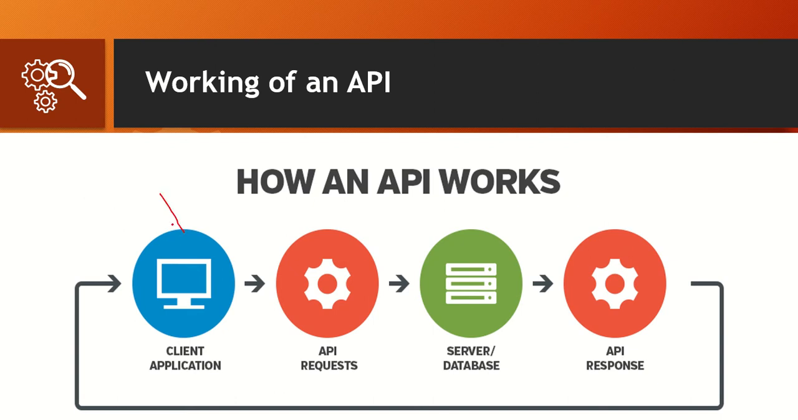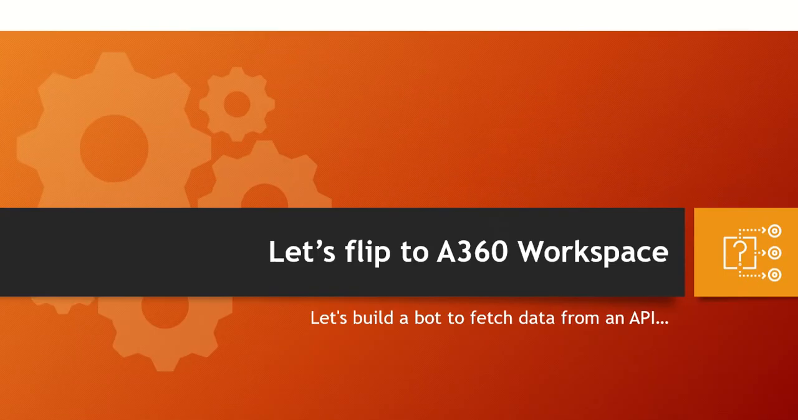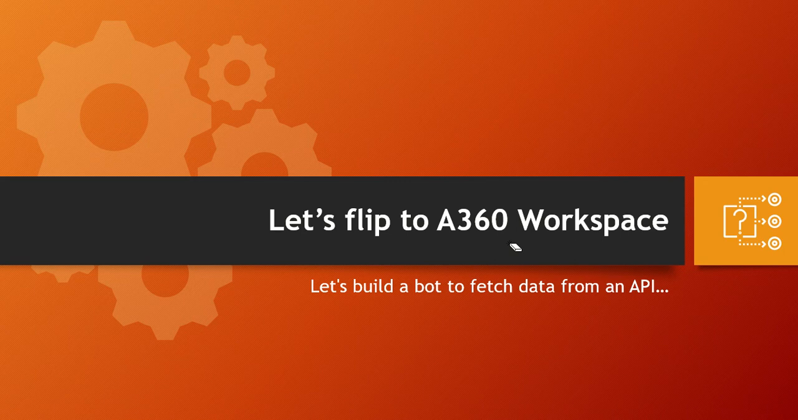Here in this case, our bot is our client application. From the bot, we will be accessing the API. We will be requesting the data using the get method. And then that API will look for the data in its server or databases and will pass us a response which will be in JSON format. So this is what we will be looking at. Let's look at this with the help of an example. Let's flip to the A360 workspace and build a bot to fetch the data from an API.